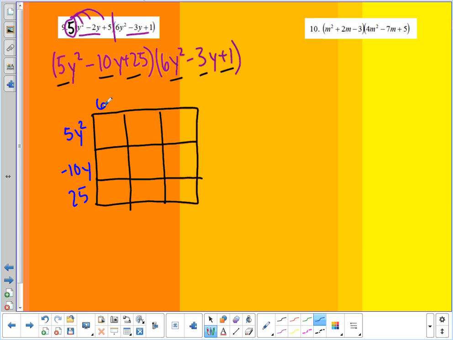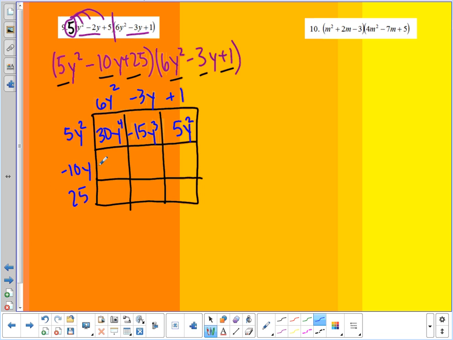Across the top, 6y squared, negative 3y, positive 1. I guess I didn't really need the plus there, but there it is. Now let's multiply. 5 times 6, 30. Y squared times y squared, y to the 4th. 5 times negative 3, negative 15. Y squared times y, y to the 3rd. 5 times 1 is just 5, y squared.